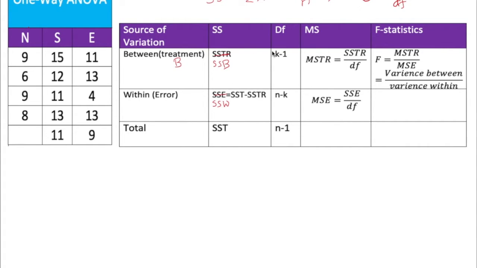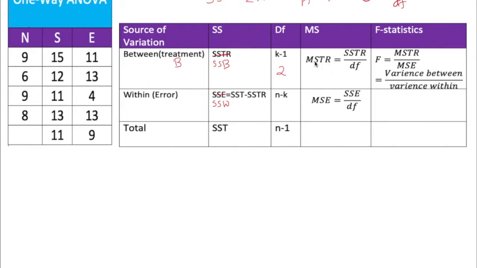Okay, so this is K, the category, minus 1. So we have 1, 2, 3 categories: north, south, east. So 3 minus 1, that is going to be easy to calculate. So 3 minus 1 is 2. So the degree of freedom is 2.